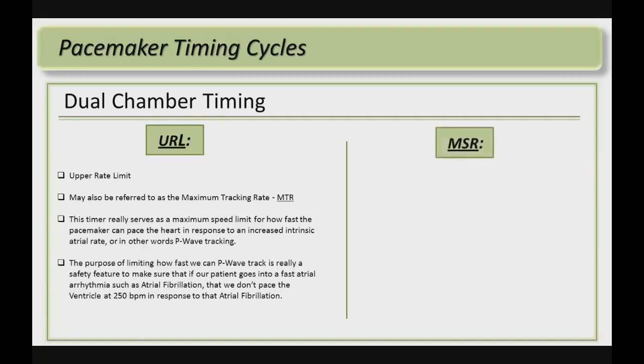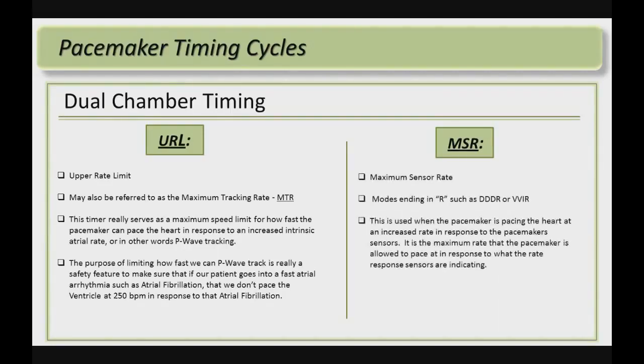Maximum sensor rate, abbreviated MSR. This timing cycle is for modes ending in R, such as DDDR and VVIR. This is used when the pacemaker is pacing the heart at an increased rate in response to the pacemaker sensors. It is the maximum rate that the pacemaker is allowed to pace at in response to what the rate response sensors are indicating.